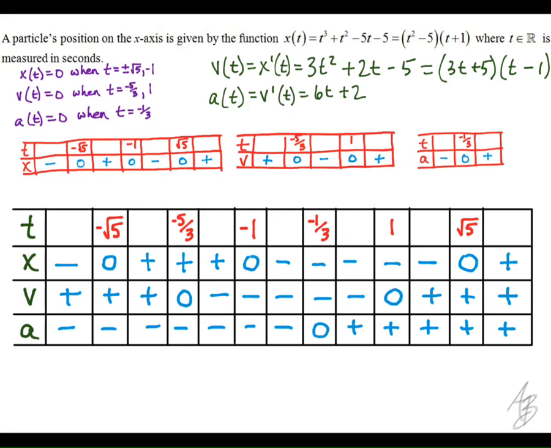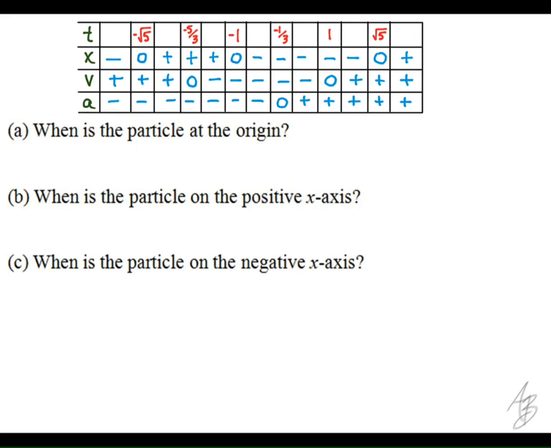And so what we have here is a completed sign chart that tells us, for any point in any interval, whether the position, the velocity, and the acceleration is positive, negative, or 0. At this point, answering each of the questions is just a matter of interpreting the signs of the graph. And so let's go ahead and do that.